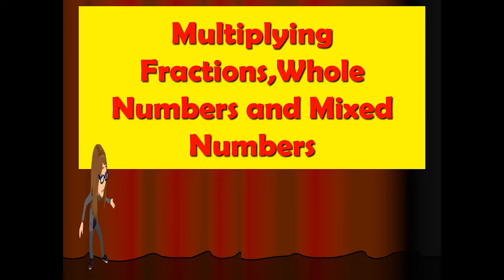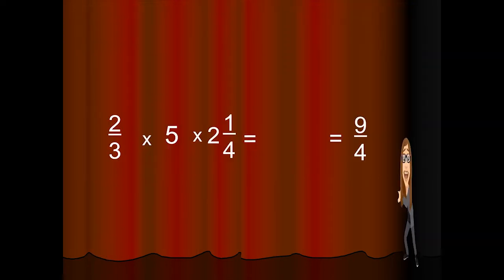Our lesson for today is about multiplying fractions, whole numbers, and mixed numbers. Okay, how do we multiply 2/3 times 5 times 2 over 4? So this is a fraction, a whole number, and a mixed fraction.